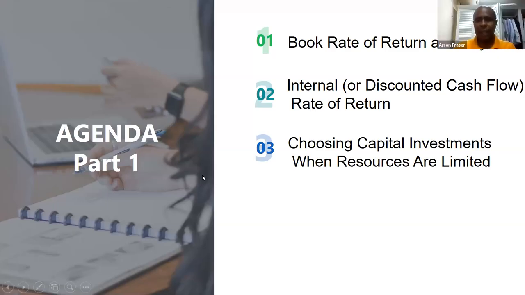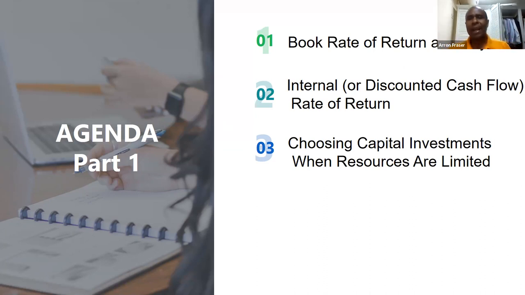All right, for this afternoon's class, it will be divided into two parts. So part one, we look at some ways that you appraise projects that you have. Principally, in this first part, we look at the book rate of return, something that we would have covered when we did ratio analysis. And then we look at something new today, which is payback period. We calculate the payback period.